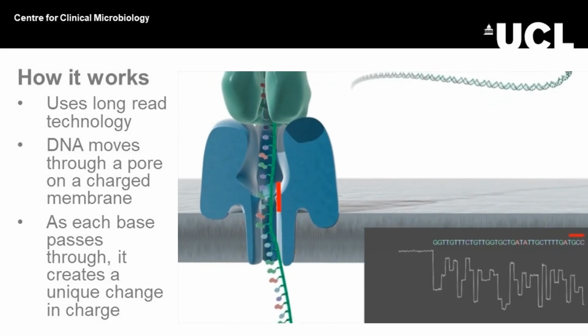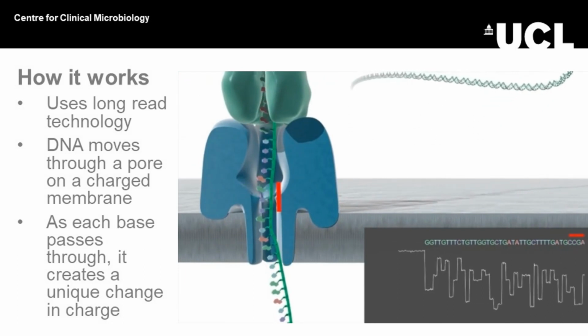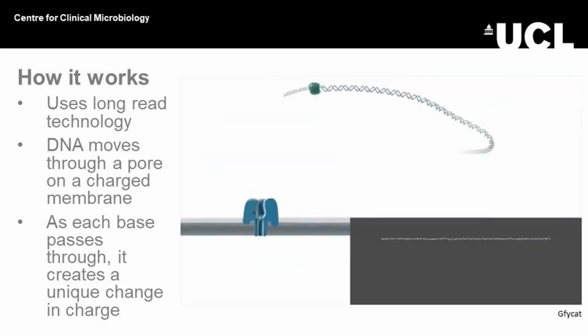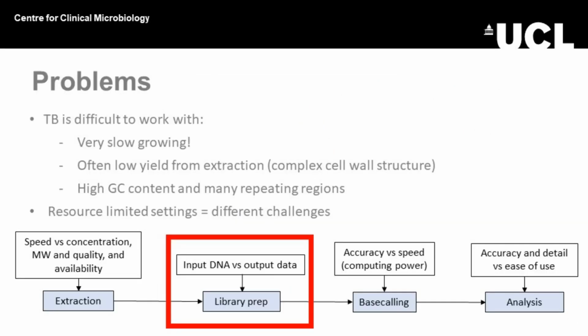Illumina creates reads of about 200 to 600 bases. Nanopore technology creates reads of somewhere between 1,000 and hundreds of thousands of bases, so it creates much, much longer reads. The way this works is the DNA moves through a pore on a charged membrane. If you look at the Nanopore as it comes around, there's a little patch where it's got liquid on it. That's where the membrane is, and it's got pores. The DNA moves through those pores, and as each base passes through, it creates a unique change in the charge of each of the pores.